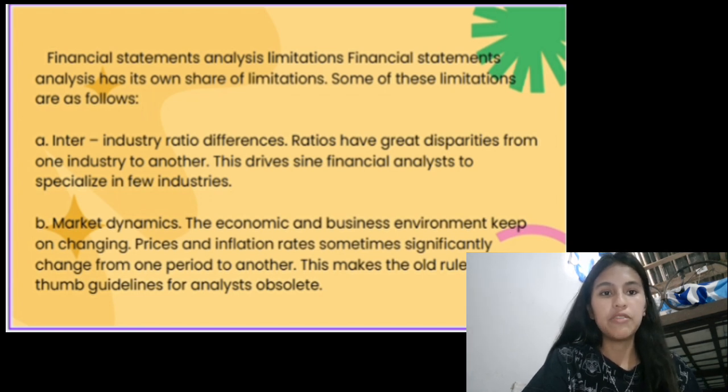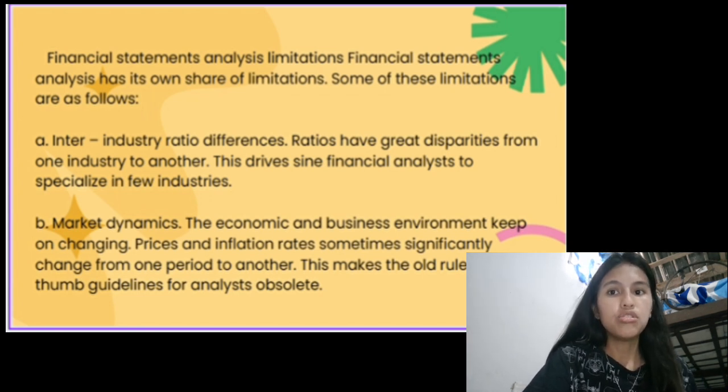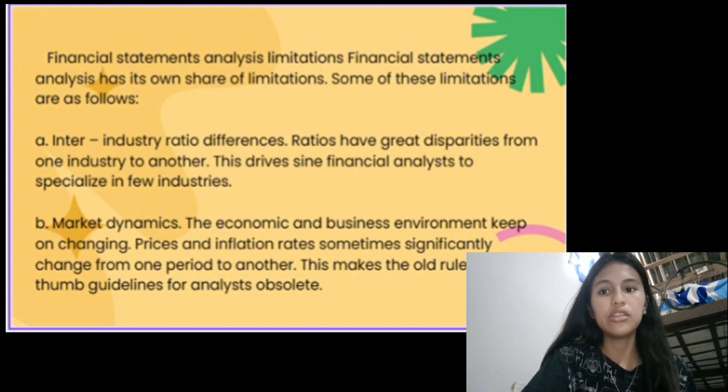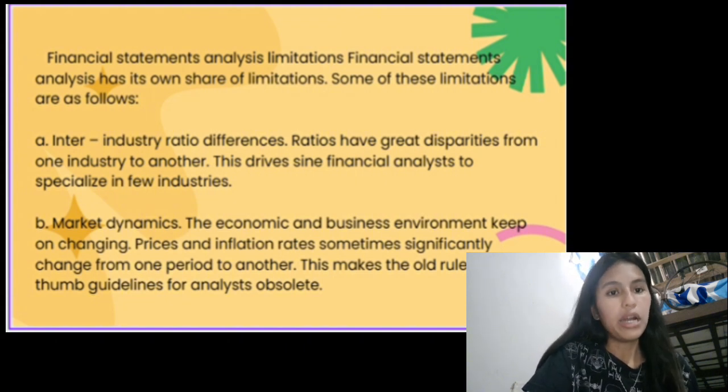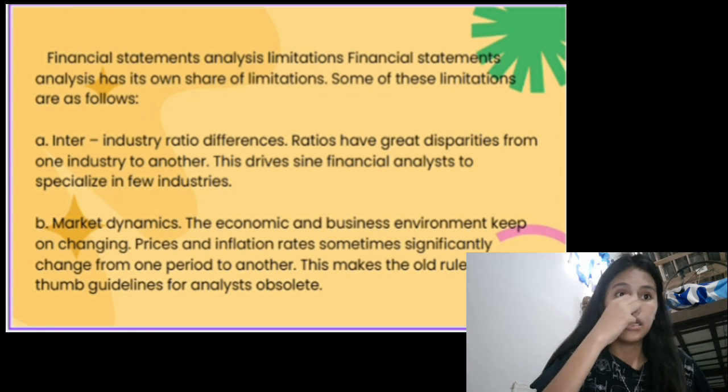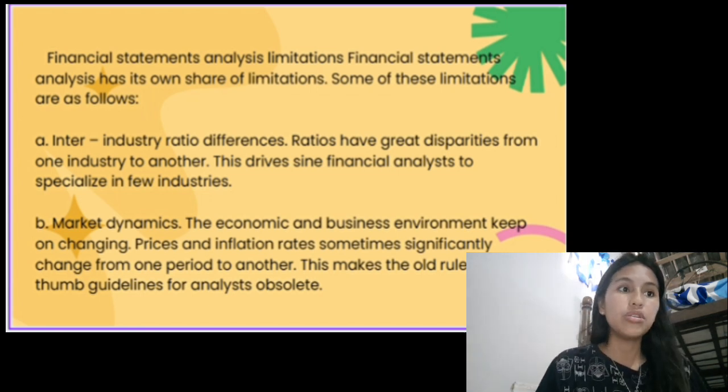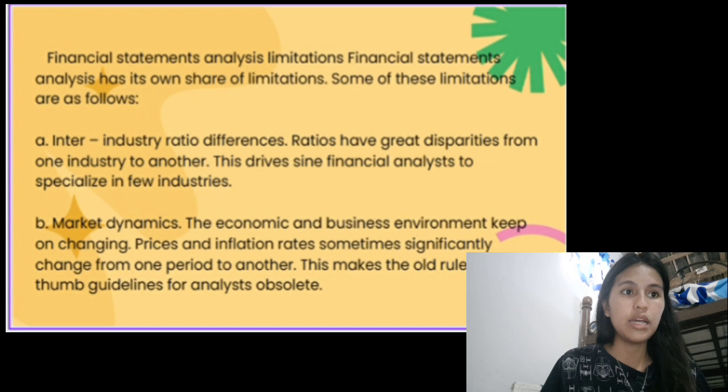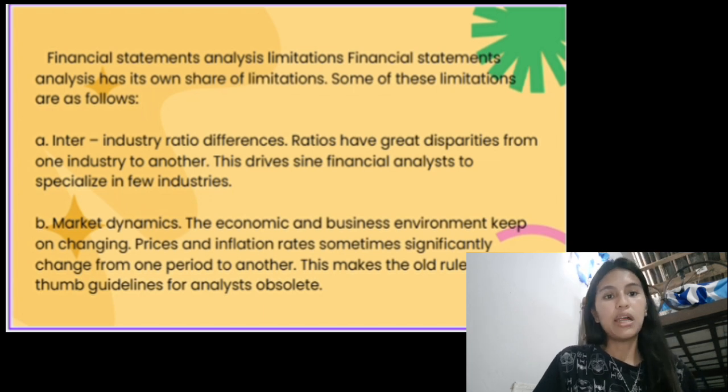Ratios can vary significantly between industries due to differences in business models, capital structures, and operational dynamics. Financial analysts often specialize in specific industries to better understand these unique characteristics and accurately interpret financial data. So, market dynamics. The economic and business environment keep on changing. Prices, inflation rates sometimes significantly change from one period to another. This makes the old rule of thumb guidelines for analysis obsolete.